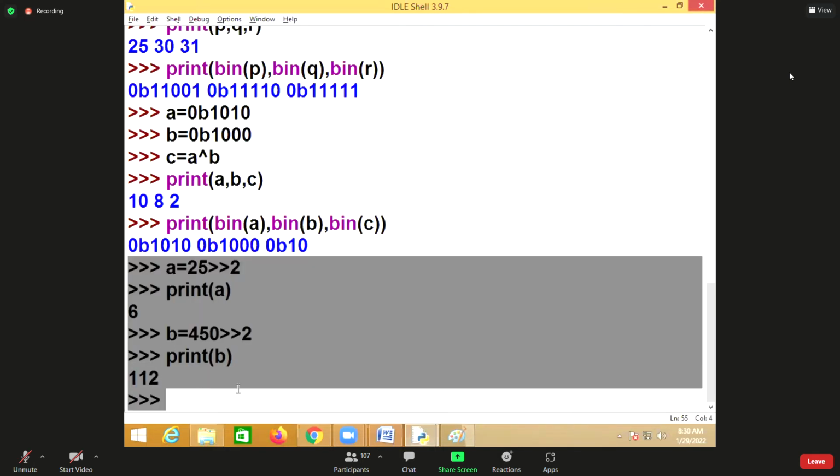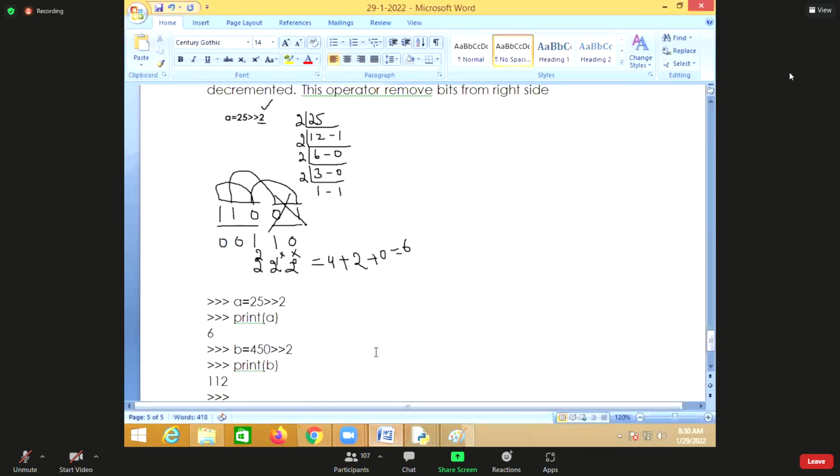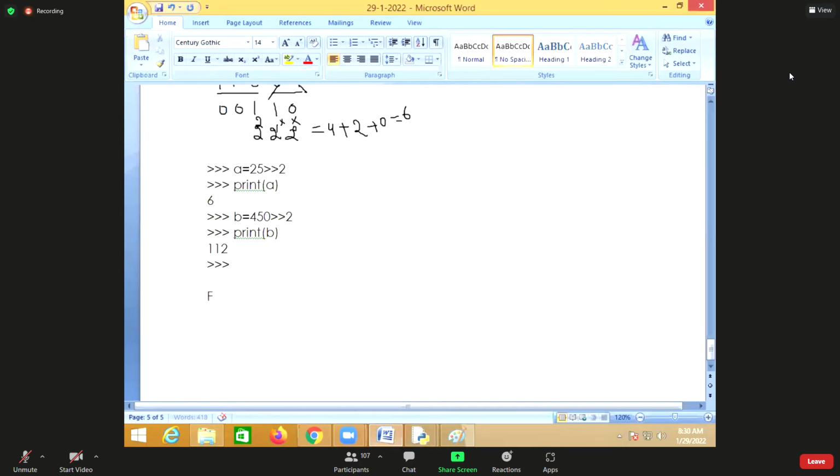Yes. To avoid that, you can apply one formula. In exam, you can apply one formula. The formula is: value divided by 2 to the power of n. What is the value here? 25. So 25 divided by 2 to the power of n. What is the n value here? 2. So 25 divided by 2 to the power of 2.